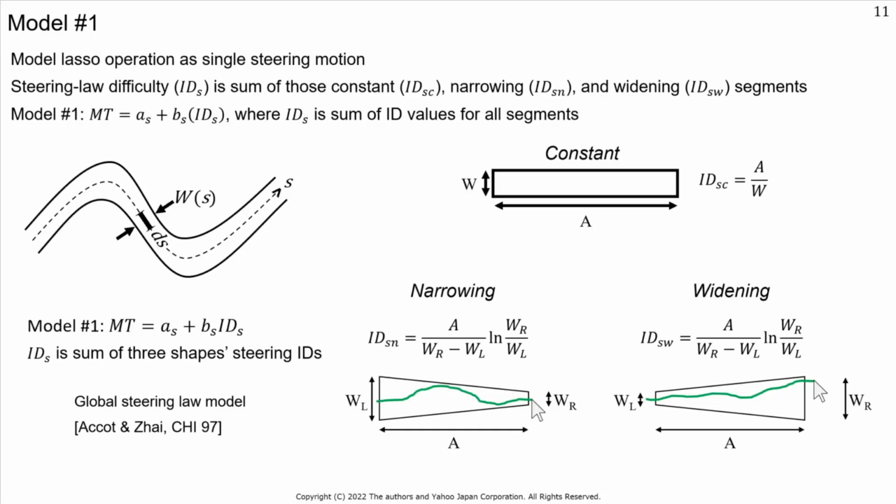Next, we compare 4 candidate models. First, apply the global steering law model, which regards the lasso operation as a single steering motion. For a straight path segment, the index of difficulty ID of the steering law is A over W, where A is the path length and W is the width. For narrowing and widening path segments, the ID formulations are a bit more complex. Model number 1 is a simple formulation with only one intercept and one slope multiplied by the sum of ID values.